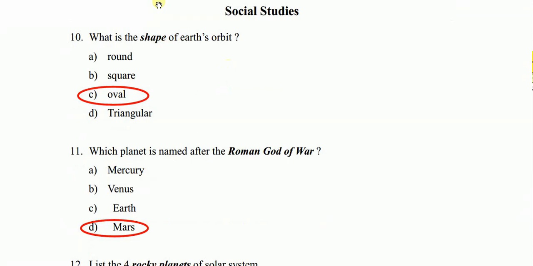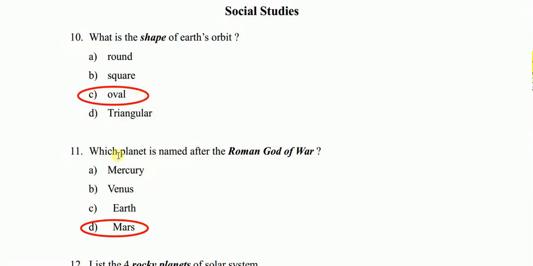We move on to our social studies section. Number 10. What is the shape of Earth's orbit? Is it round, square, oval, or triangular? And that would be oval. It is more elliptical or oval in shape than any of our other options.